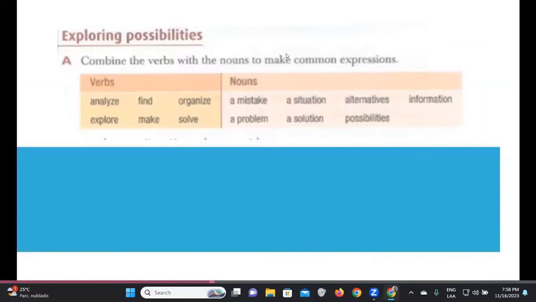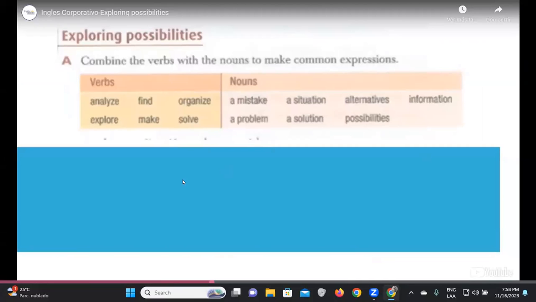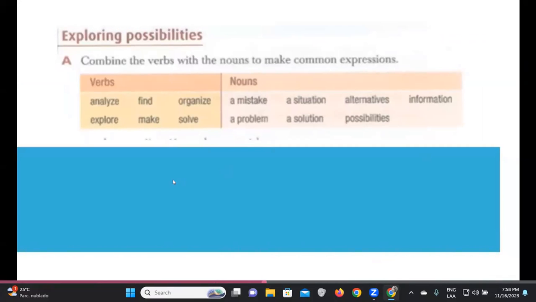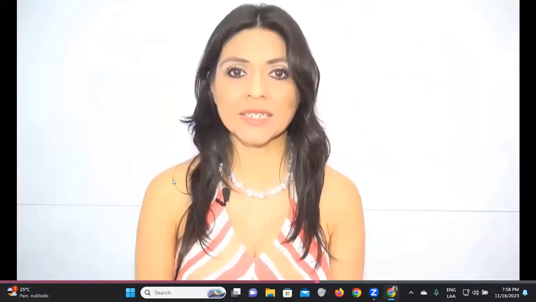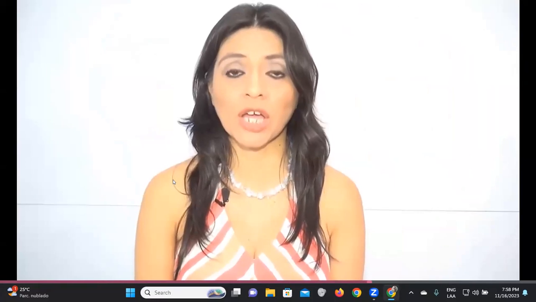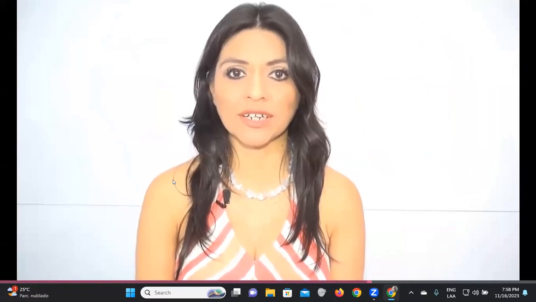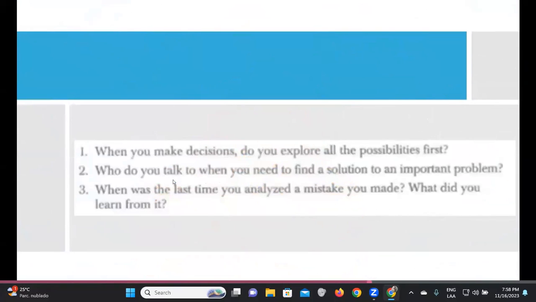Nouns: a mistake, a situation, alternatives, information, a problem, a solution, possibilities. Let's discuss some questions, then ask your partner. Don't forget to use the new vocabulary. When you make decisions, do you explore all the possibilities first?